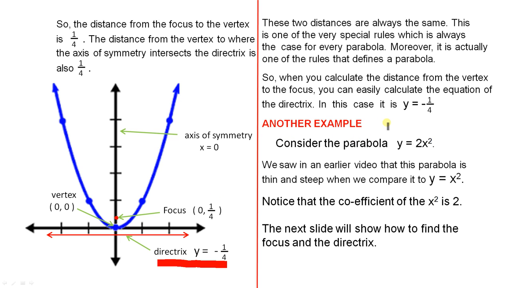Another example. Consider the parabola y equals 2x squared. We saw in an earlier video that this parabola is thin and steep when we compare it to y equals x squared. Notice that the coefficient of the x squared is 2. The next slide will show how to find the focus and the directrix.